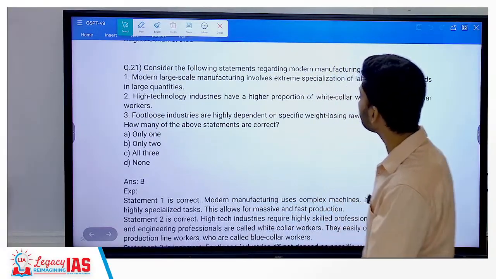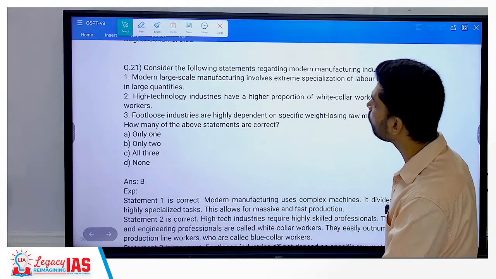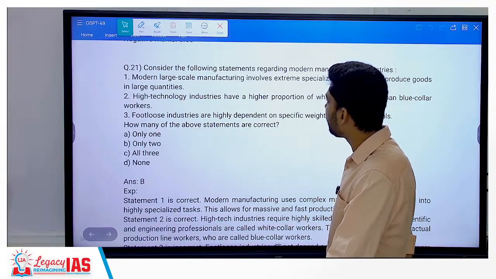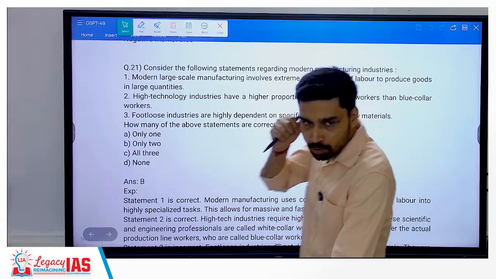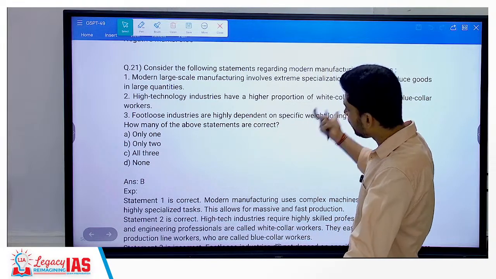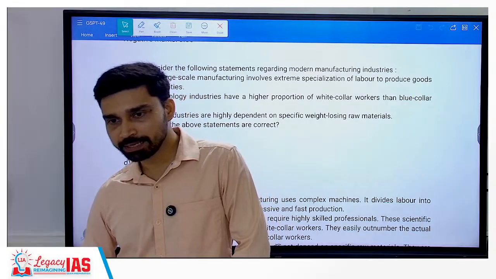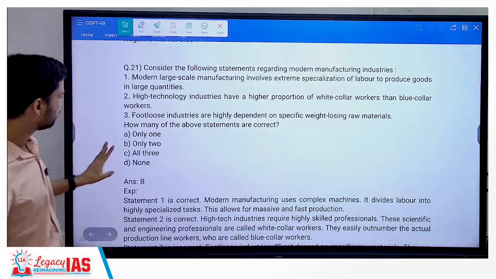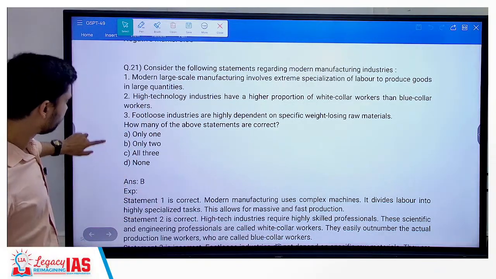Modern large-scale manufacturing involves extreme specialization of labor to produce goods in large quantity. True or false? True. High technology industries have higher proportion of white collar worker than blue collar worker. That is also correct. Highly skilled workers required. Footloose industries, already I discussed 2-3 times. What are footloose industry? Which do not depend on any specific raw material. They can be set up anywhere. So third statement is what? Incorrect statement. So B, only first and second statement is correct. So B is the right option.